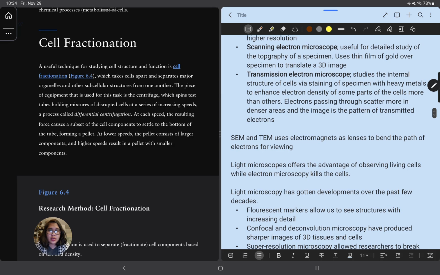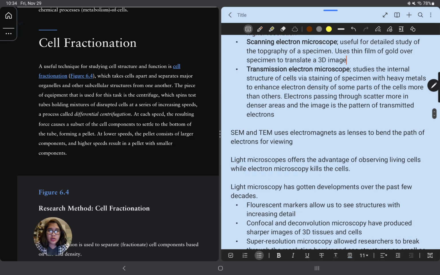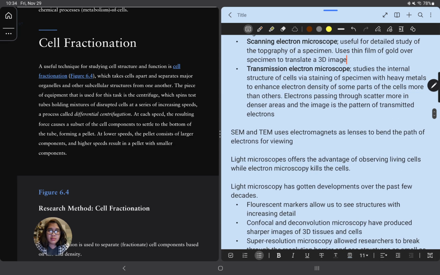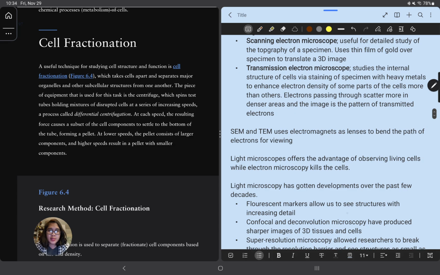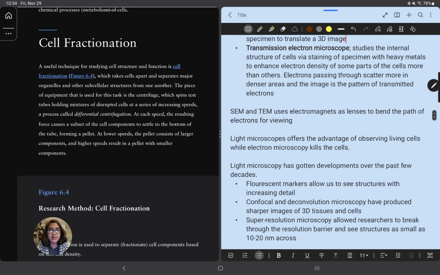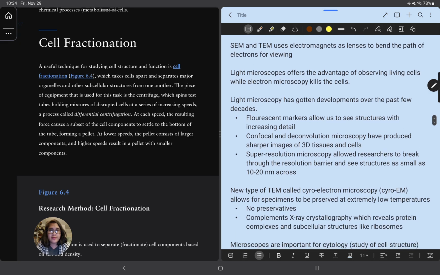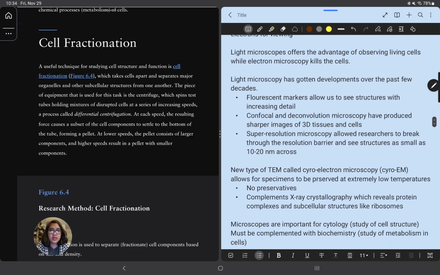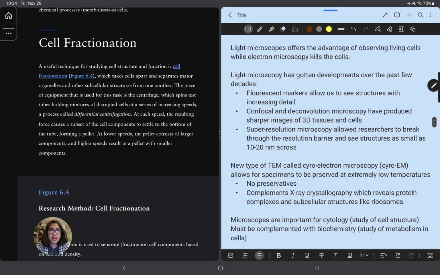Scanning electron microscopy and transmission electron microscopy use electromagnets as lenses to bend the path of electrons for viewing. The light microscope offers the advantage of observing living cells, while electron microscopy kills the cells.